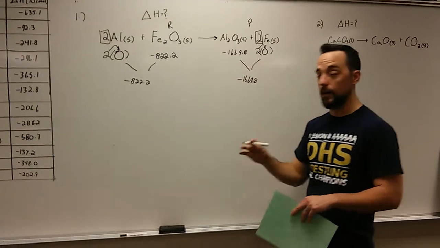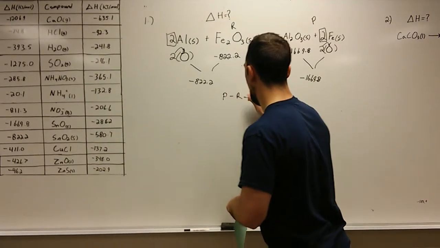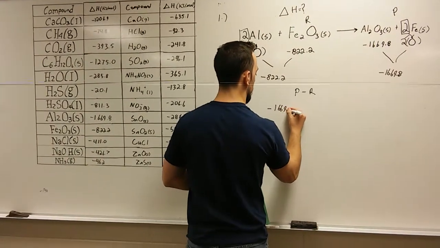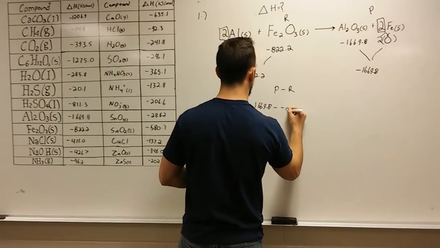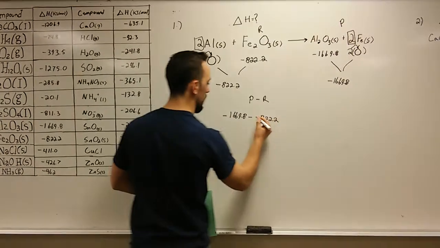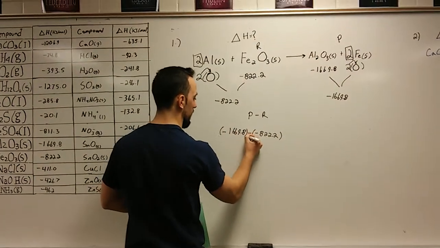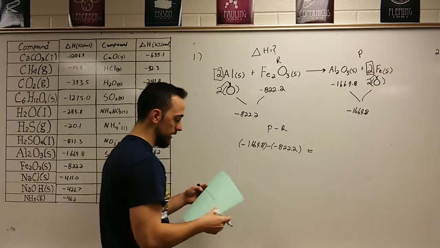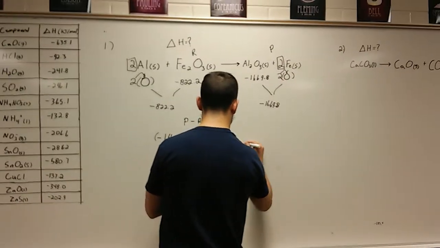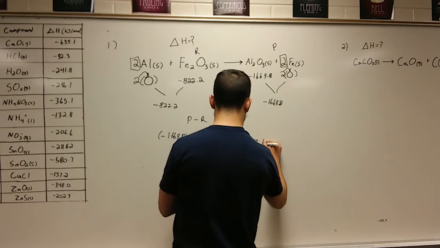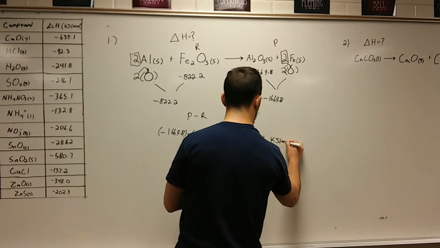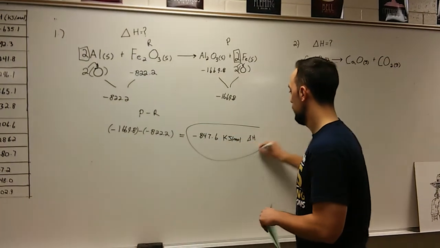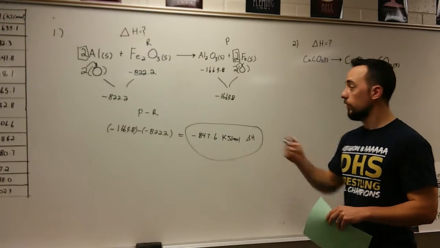All right, next step. I have my numbers after I combine the product side and the reactant side. Now I'm going to take the products minus the reactants. So this minus this. So once I plug it in, it's going to be 1669.8 minus -822.2. I put negatives in parentheses when I'm writing them on the board to make sure that it's a little bit easier to read. So negative minus a negative, okay? And then just plug it in your calculator, guys, and what you should get is -847.6 kilojoules per mole. So that's going to be our first delta H. See how easy that is? No big deal. So let's do the same thing over here.